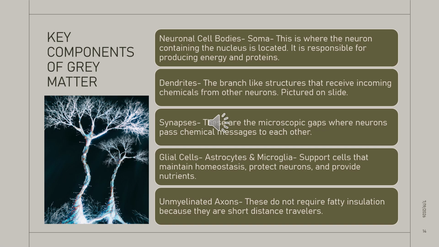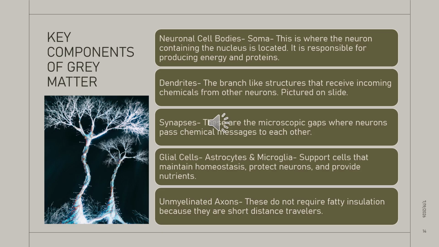Let's look at the building blocks that make up our gray matter, where the brain's actual data processing happens. First, we have the neuronal cell bodies, or soma. This is the cell's core engine containing the nucleus, and it is responsible for producing all the energy and proteins the neuron needs. Next are the dendrites, which you can see in the image looking like tree branches. They act like biological antennas to receive incoming chemical signals from other neurons. These signals travel across the synapses, which are the microscopic gaps where neurons pass chemical messages to one another.